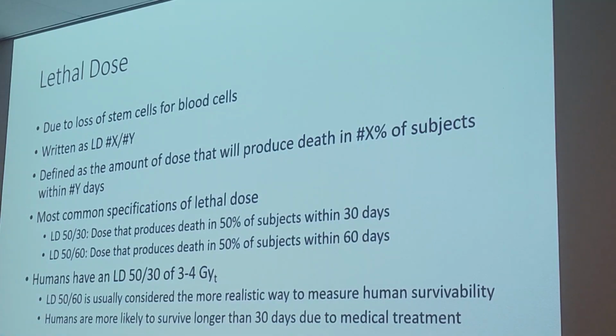So LD 50-30 has, for a long time, been the main standard way to describe doses, right? So it's like, okay, this is the dose that will cause half the population to die in 30 days. But nowadays, because medical treatment is just so much better, we're able to keep people alive longer. So they survive those 30 days. So now it's easier for us to talk about how many people die after 60 days. That gives us a better idea of what the effects will be, taking into account all of that medical treatment.